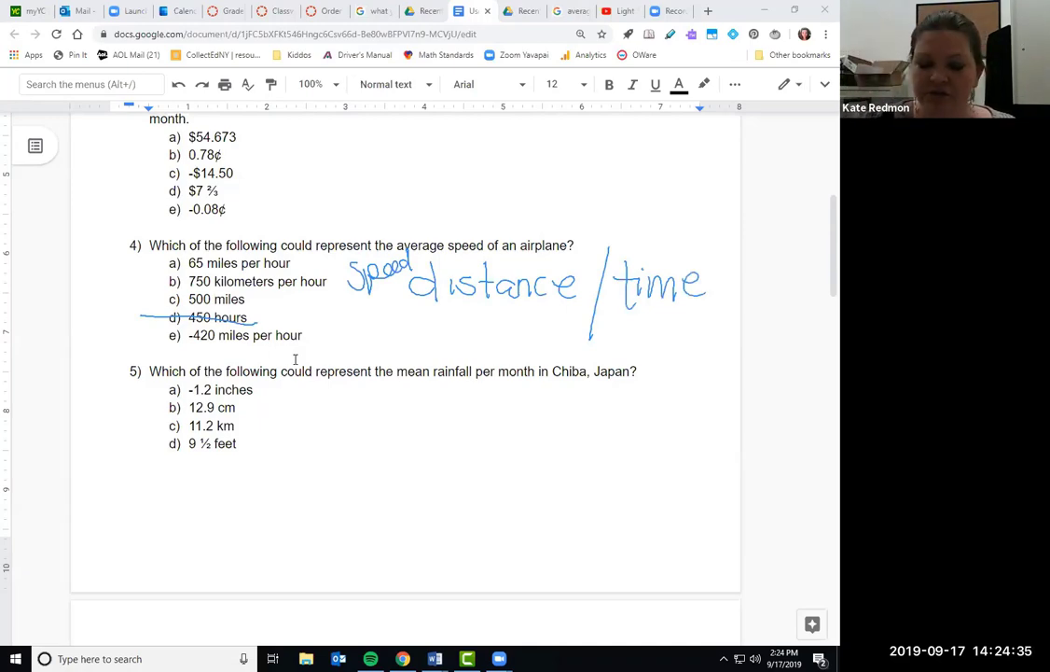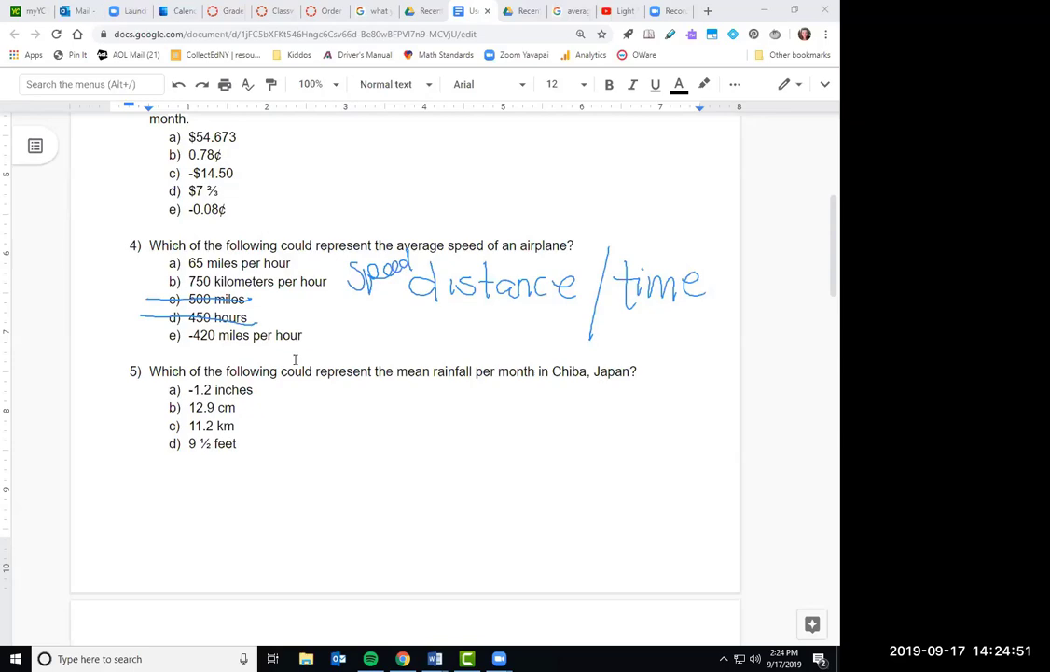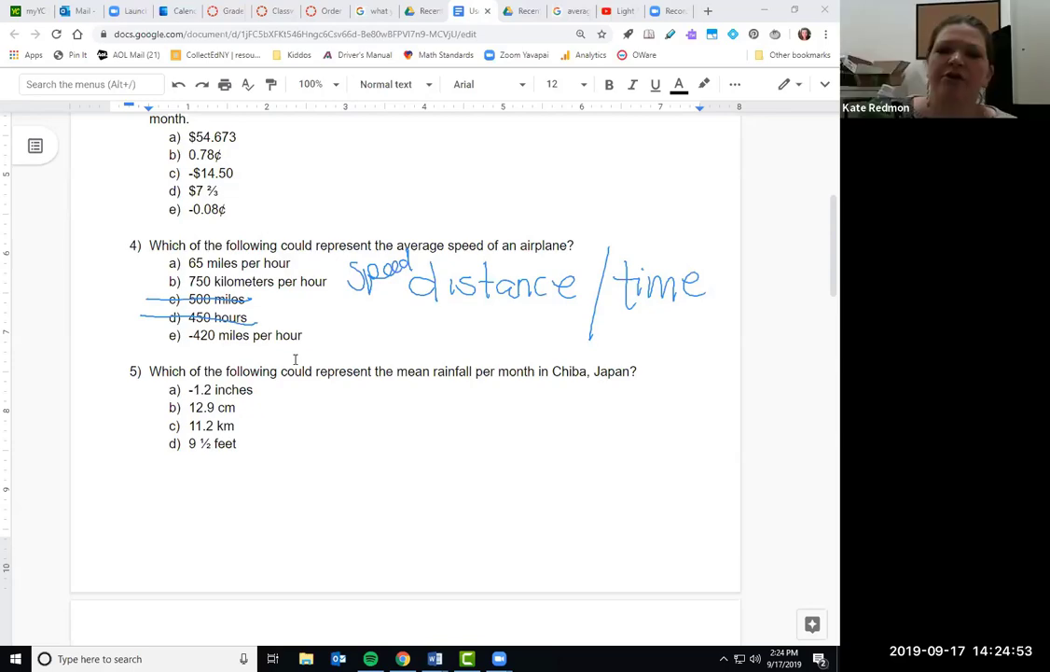That logic that you just used, there's another one I can rule out. What's the other one that doesn't make sense here? C, exactly. Just saying 500 miles is not a speed. That's a distance by itself. Okay, so now I do have three speeds though, 65 miles per hour, 750 kilometers per hour, and negative 420 miles per hour. I will say E.